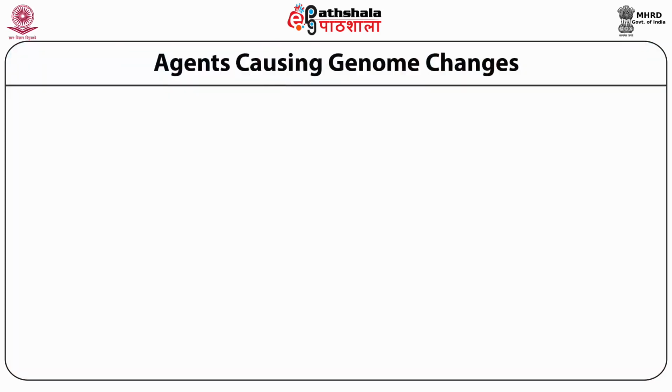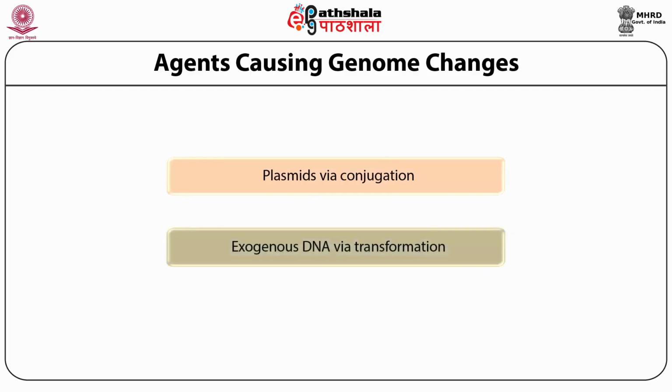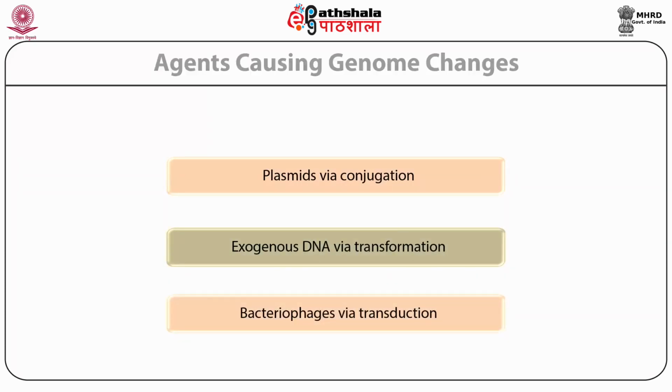Genome changes in bacteria can be brought about by plasmids via the process of conjugation, exogenous DNA via the process of transformation, and bacteriophages via the process of transduction.